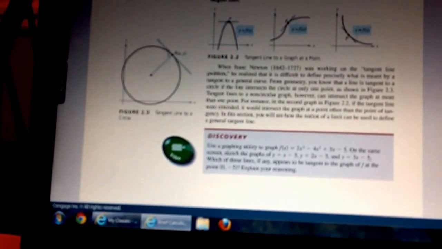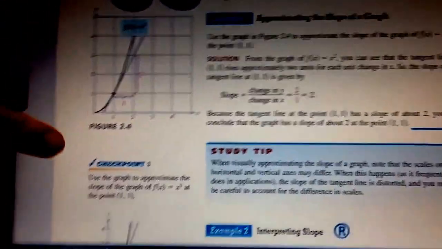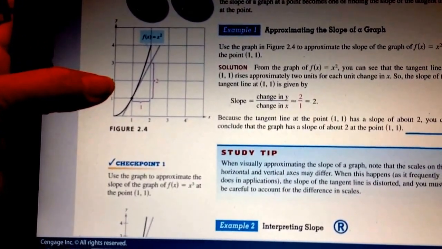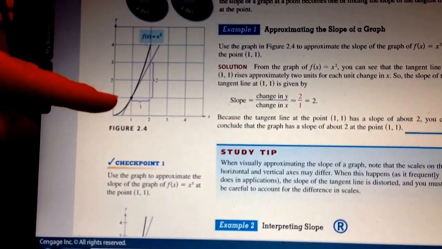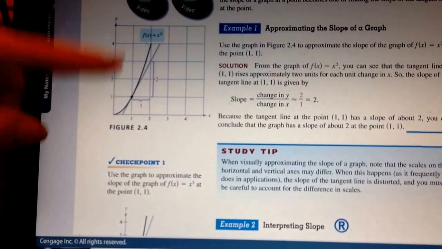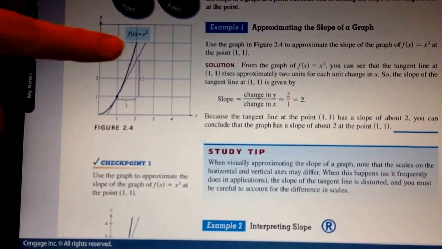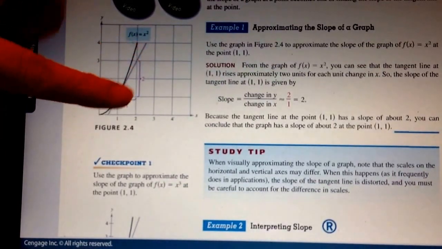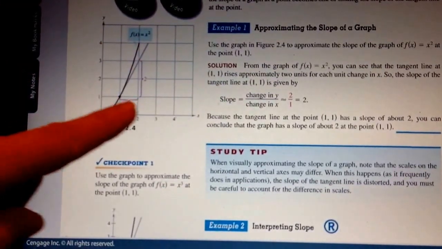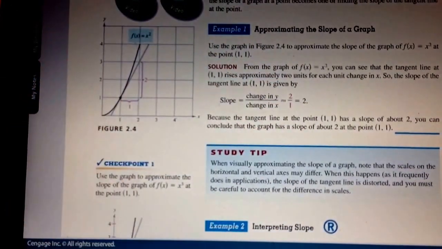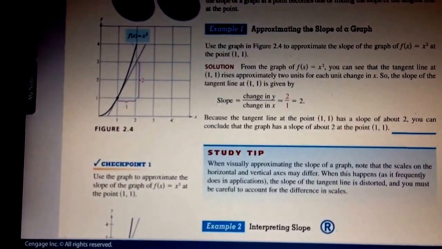On the next page in your textbook, you can see that if they give you a graph and they draw the tangent line for you, one of your homework problems, they're going to ask you to estimate the slope of that line. So in this case, hopefully you remember that slope measures the change in y over the change in x. So in this case, the change in y, or the rise, is 2. The change in x, or the run, is 1. And so the slope of this line would be 2. So you're going to have to do that in one of your homework problems.